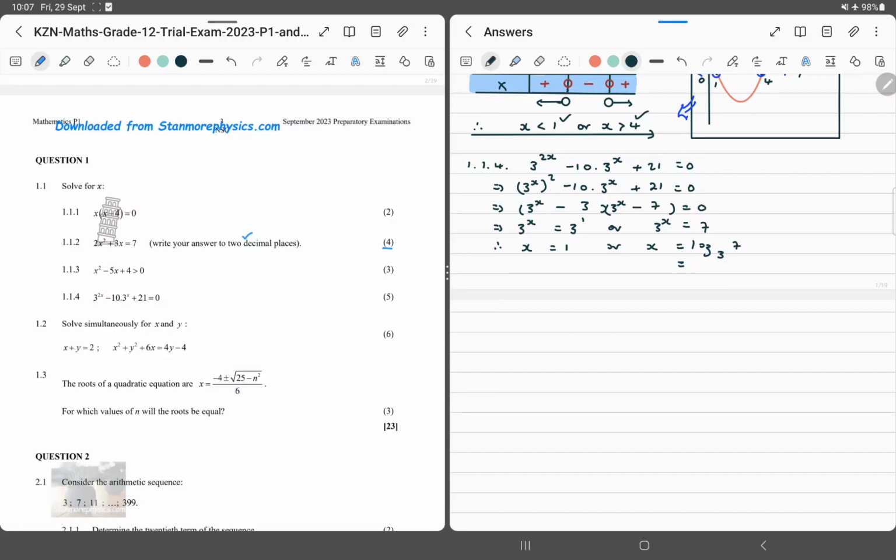So log to the base 3 of 7. I'm getting 1.77 to 2 decimal places as per the general instructions. So that is okay. Again, here, don't get excited. You went and got an answer. Go back to the original equation and satisfy it by substituting these values there.